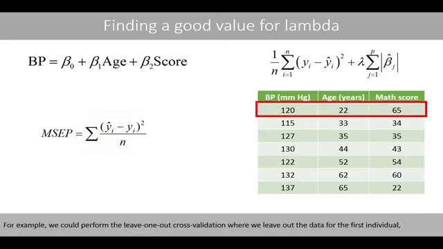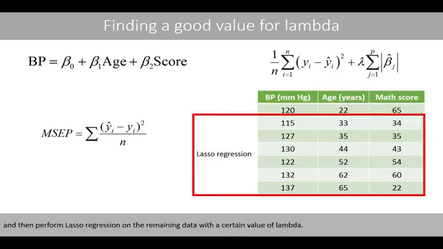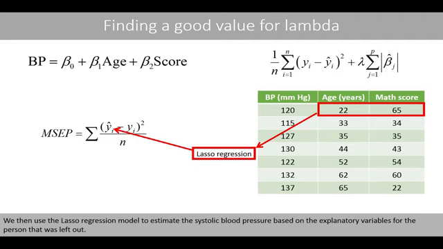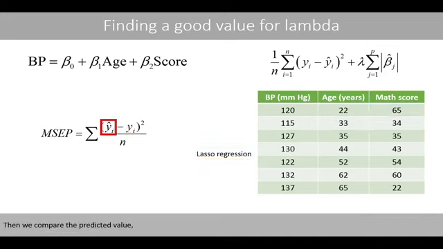For example, we could perform the leave one out cross-validation where we leave out the data point for the first individual, and then perform Lasso regression on the remaining data with a certain value of lambda. We then use the Lasso regression model to estimate the systolic blood pressure based on the explanatory variables for the person that was left out. Then we compare the predicted value with the observed value of person number 1.